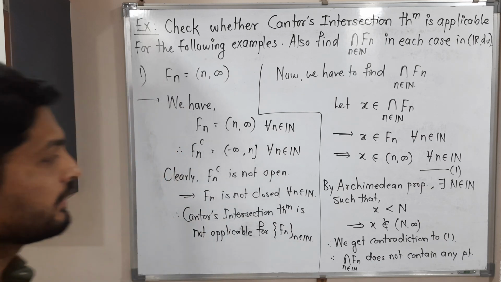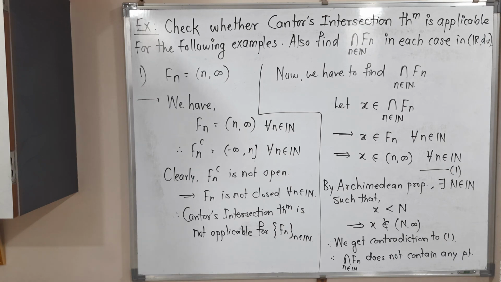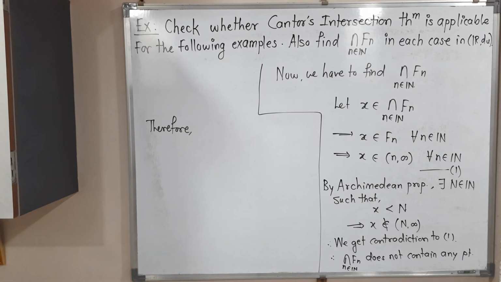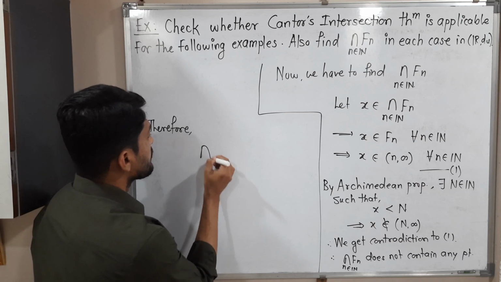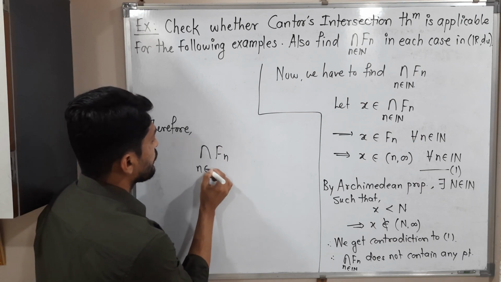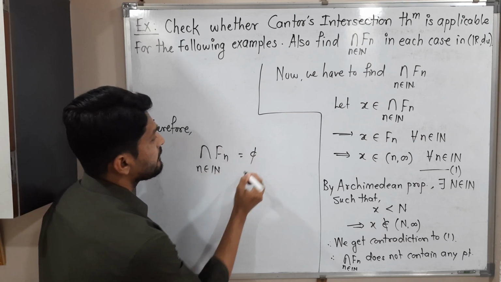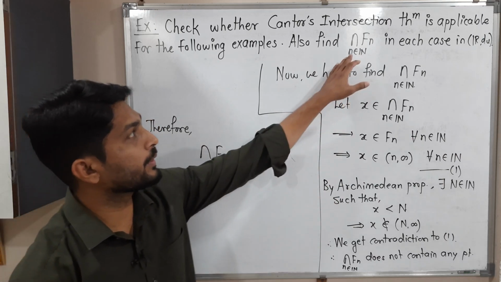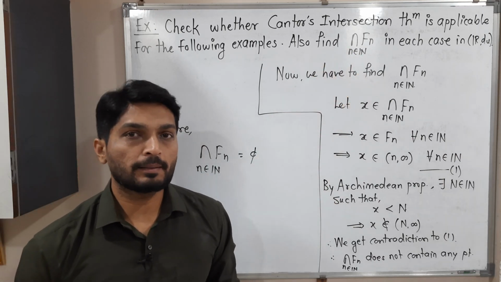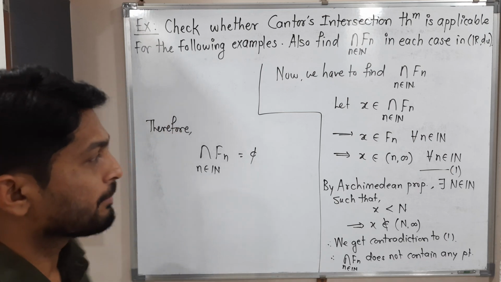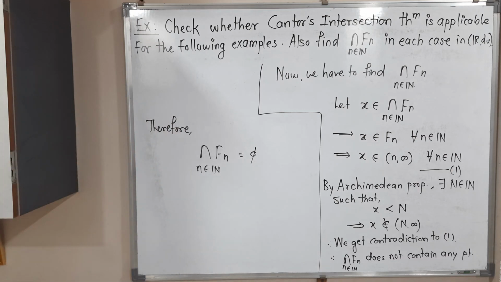I am going to mention that, just make a screenshot of it. So therefore the intersection of Fn, n belongs to the set of natural numbers, is the empty set. So in this way we found out the intersection also. So the first example is over here. Let us go for the second example. Make a screenshot of it.